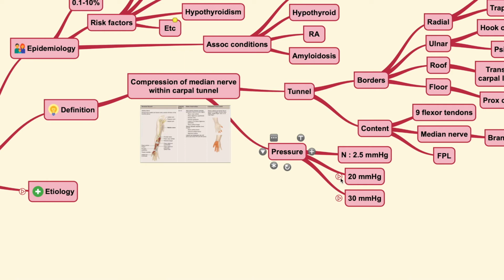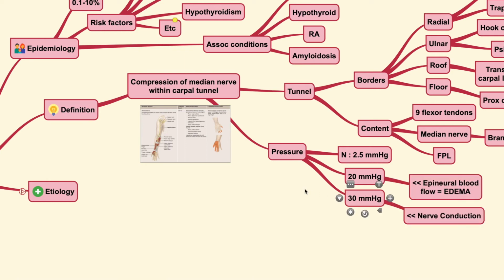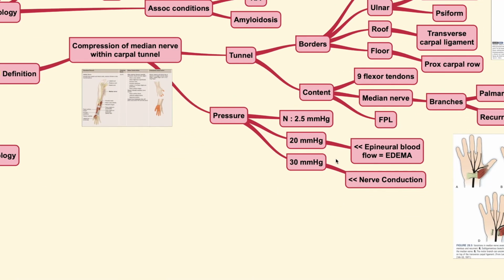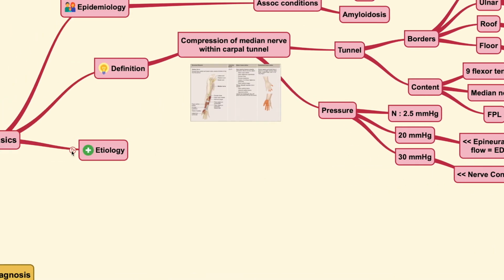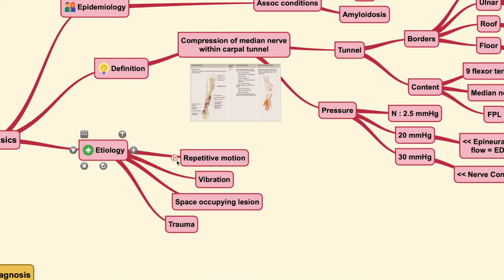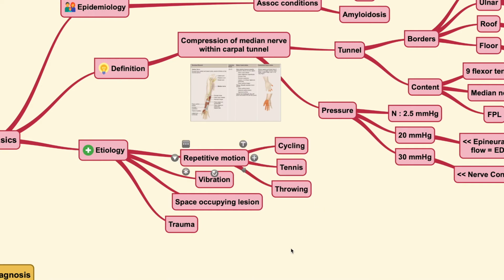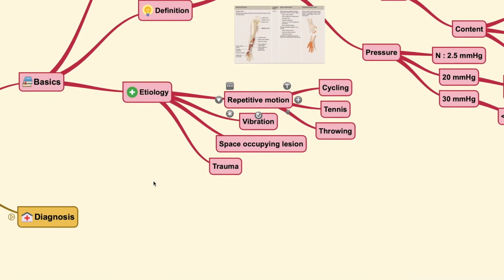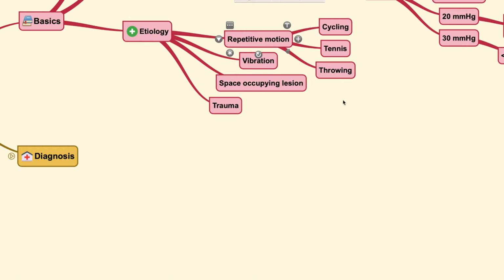So normally the pressure that goes to the nerve is around 2.5 mmHg, and when it reaches 20, usually the epineural blood flow has decreased, therefore resulting in edema. And when it has reached 30, the nerve conduction has slowed down. And etiologically, it's basically the same for most types of compression neuropathy. It could be caused by trauma, space-occupying lesion, vibration, and repetitive motions, such as those seen in cycling, tennis, or throwing.